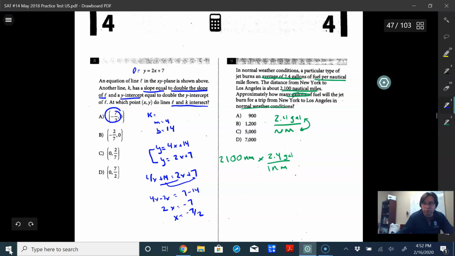So you see what we're doing is we're eliminating the nautical miles here, and then we're left with just a unit of gallons, right? And multiplying that, as we do on the calculator, 2,100 times 2 is going to give us 4,200, and then 0.4, which is less than half of 2,100, is going to be about another 1,000. So we can see that the answer choice is going to be approximately 5,000 gallons that we'd have to use on this one.